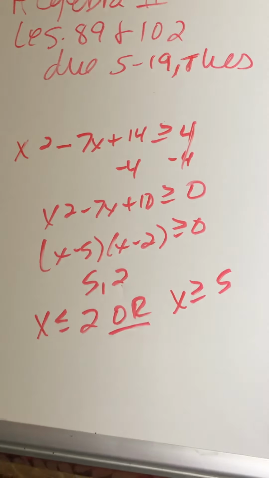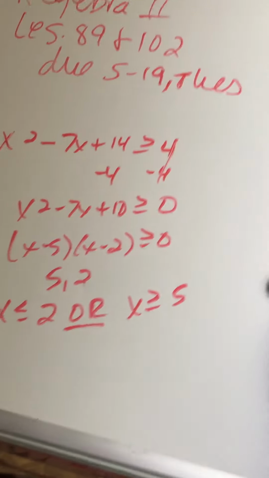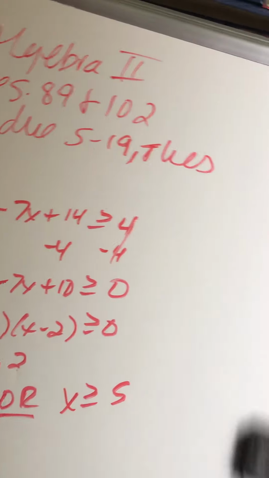Don't forget the or. If you forget the or, it's not a disjunction, and I'll mark it wrong. It's got to have or, because it's got to be written as a disjunction. So make sure you write it as a disjunction.